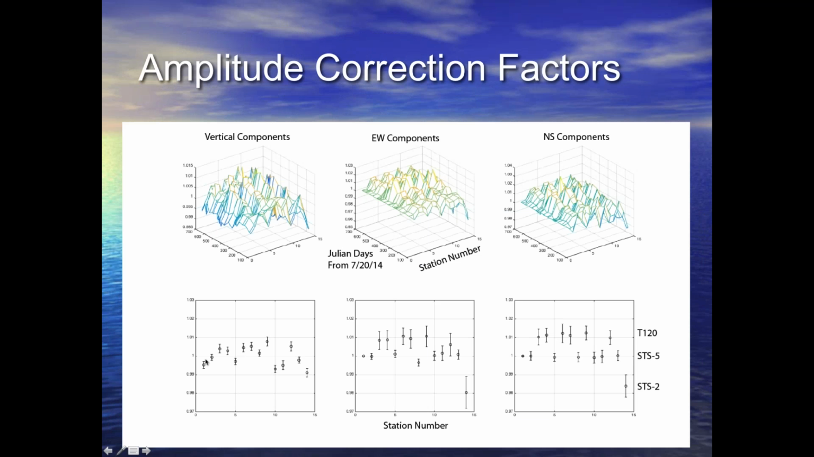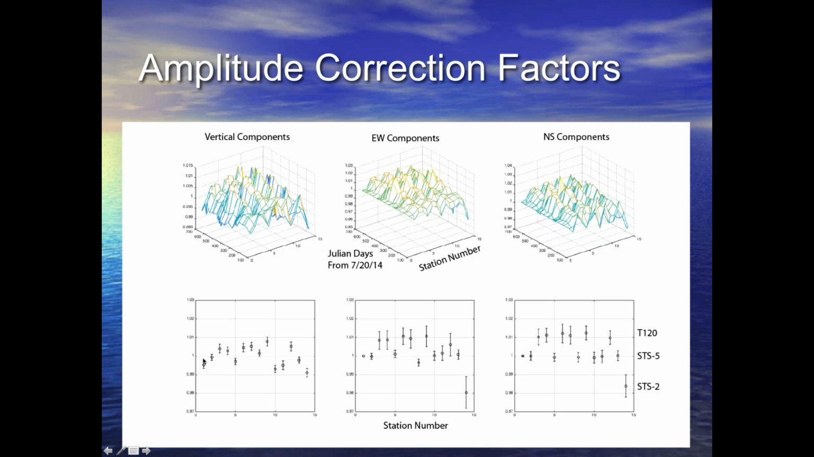Here are the amplitude corrections. So these numbers are what you would multiply times, in this case, the vertical component of a seismogram to get it to 1. And we see that the precision, from some 40 teleseisms that were used to find the variation in this number, is really quite high. It's on the order of a couple of tenths of a percent.